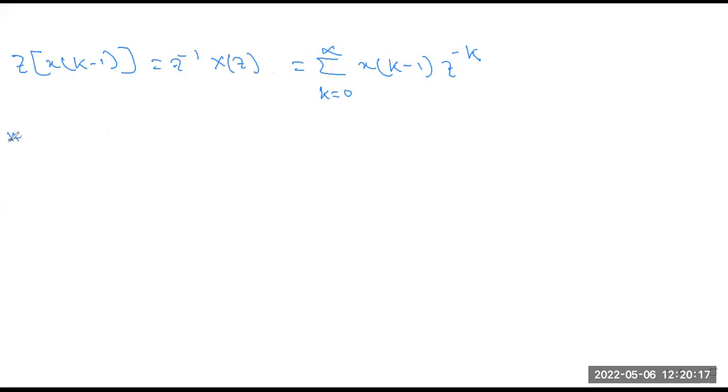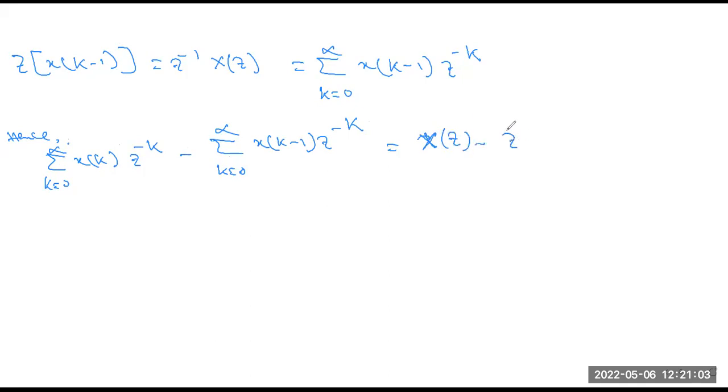So hence, first is summation of k is equal to 0 to infinity x of k z inverse k, minus another one, summation k is equal to 0 to infinity x of k minus 1 into z to the power minus k. So the value is coming: first is X(z), another one z inverse X(z).